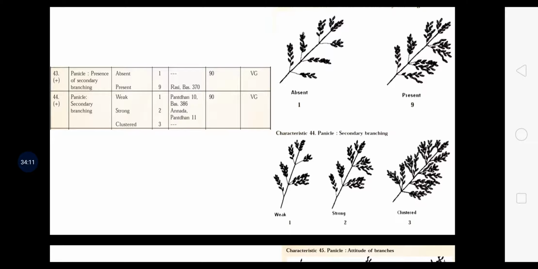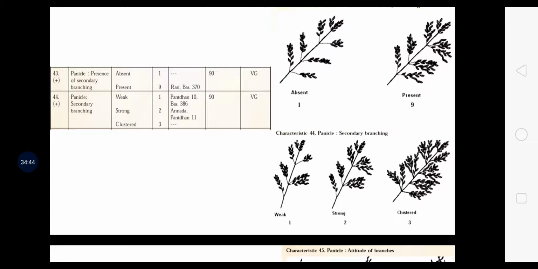43rd characteristic is presence of secondary branching on panicle. That is scored as present and absent. Present as 9 score and absent as 1. Example for presence of secondary branching on panicle is Rasi and Basmati 370. See in the topmost picture at the right side you can find the secondary branches, and in the first picture you can only find the panicle having only primary branches.